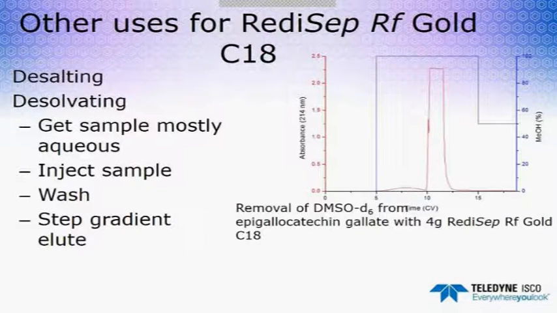Other uses for the RediSep RF Gold C18AQ is desalting or desolvating. I had a problem where I was running a natural product, epicatechin gallate, and I did the NMR in DMSO-d6, and I needed to remove the DMSO for further work. So I used a small C18AQ column to remove the DMSO and elute the compound in methanol, which is a lot easier to evaporate.